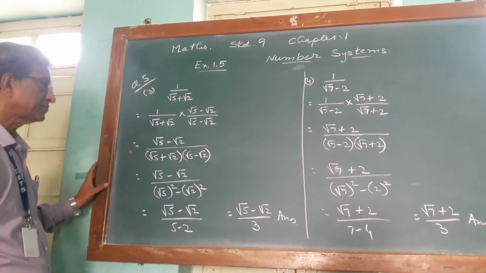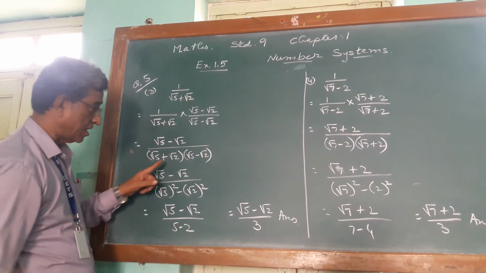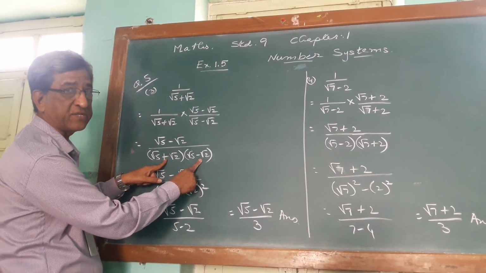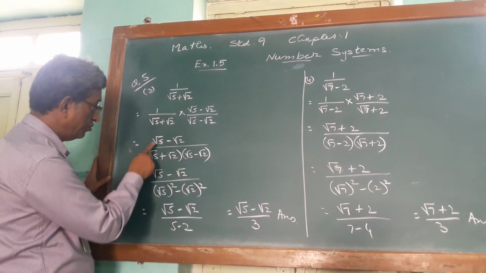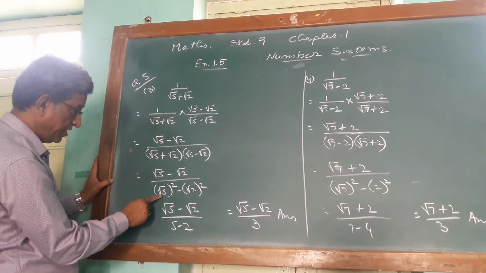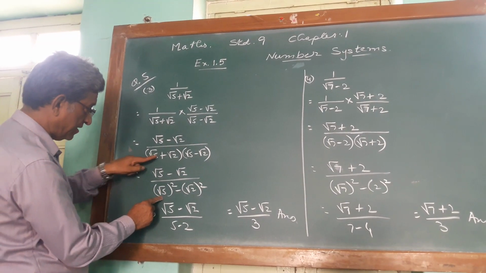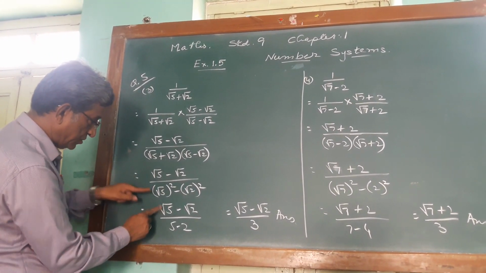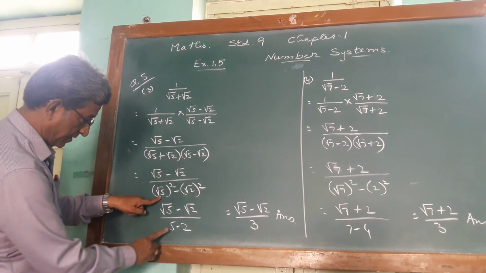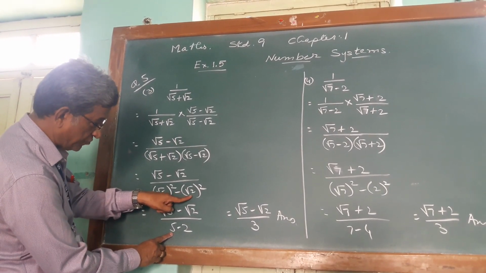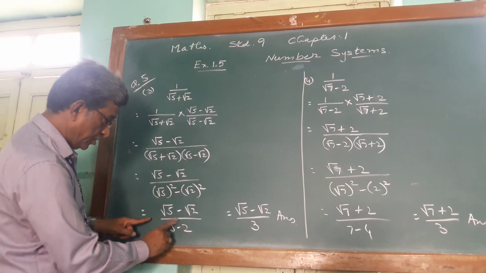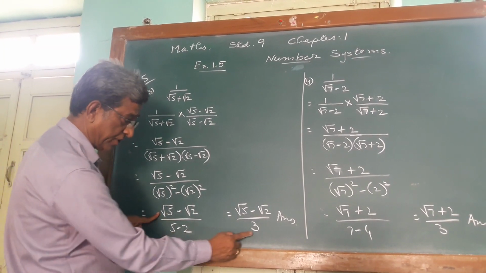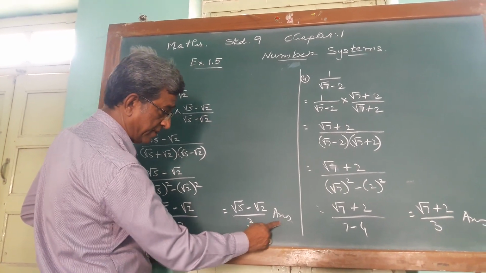So root 5 minus root 2 upon root 5 plus root 2 into root 5 minus root 2. Again it is of the form a plus b, a minus b. So a square minus b square. Numerator remains as it is. So here you will get root 5 square minus root 2 square. Numerator as it is, square of root 5 is 5 and square of root 2 is 2. So you will get root 5 minus root 2 upon 5 minus 2 equal to 3. So this will be the answer.